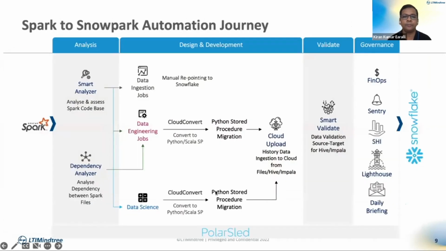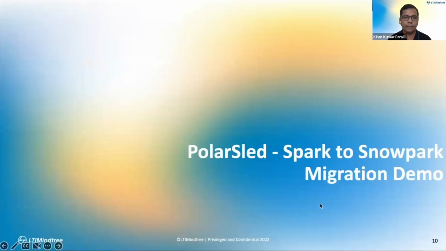Moving forward, you have seen that in the analysis phase we use Smart Analyzer and Dependency Analyzer, and then we have three kinds of jobs here: data ingestion, data engineering, and data science. Data ingestion jobs we'll have to manually repoint to Snowflake. For data engineering and data science, the feature engineering part will get converted to Python stored procedures. History data is moved to Snowflake using Cloud Upload, and finally the reconciliation happens using Smart Validate. For governance, we have separate tools altogether. Then let's get into the demo.